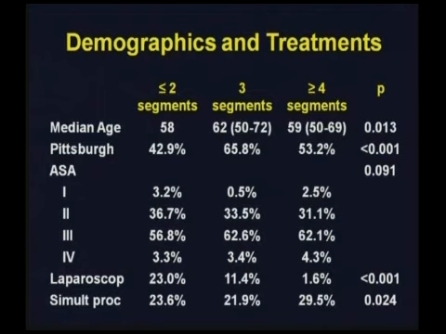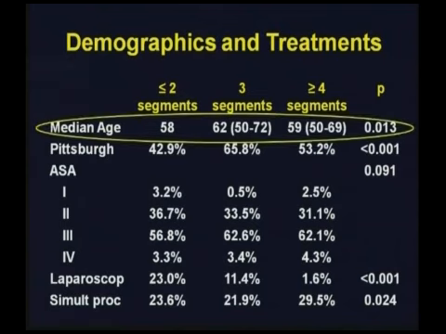This slide summarizes patient demographics and overall surgical treatments stratified by the total number of segments resected. Patients who underwent resection of 3 segments were older compared to those who underwent resection of 2 or fewer or 4 or more liver segments.